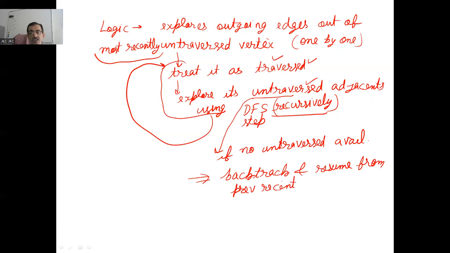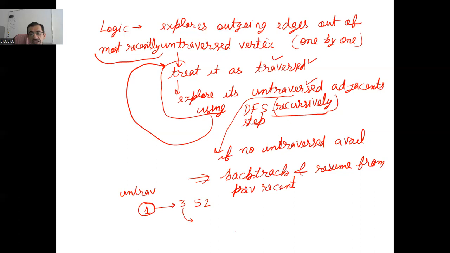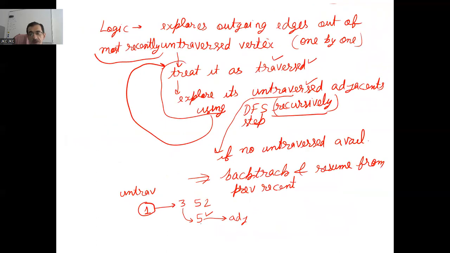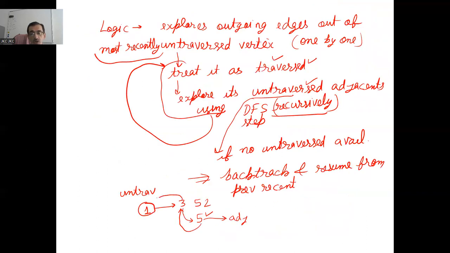So that is the overall logic. For example, I said 1 was initially untraversed, so I started from 1. From 1, I had 3, 5, and 2, but I went to 3. As in the previous slide, I can say from 1 to 3. From 3, its adjacent was 5, so I went to 5. From 5, I had no adjacents available. So I resumed from 5 back to 3. 3 had no more adjacents, so I resumed back to 1.